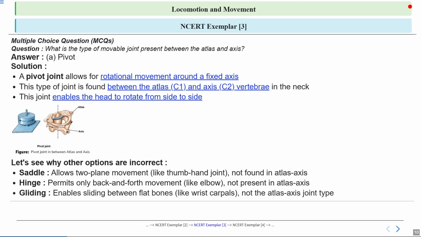Talking about gliding, it is a type of movement where bones slide past each other along a flat surface, which is commonly seen in joints like the wrist carpals, allowing a smooth and flexible motion without rotation. It is very different from the movement at the atlas-axis joint, which involves rotation of the head.